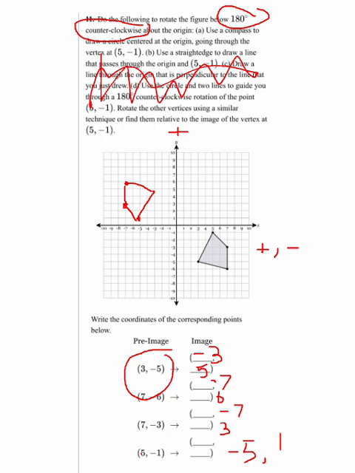Okay, so let's just recap the steps here. First, read the degree and the direction, then find it on the chart. The chart will tell you how the points change. Change all of the points and then plot the points on the graph. Connect the points and you will have your new rotated shape.